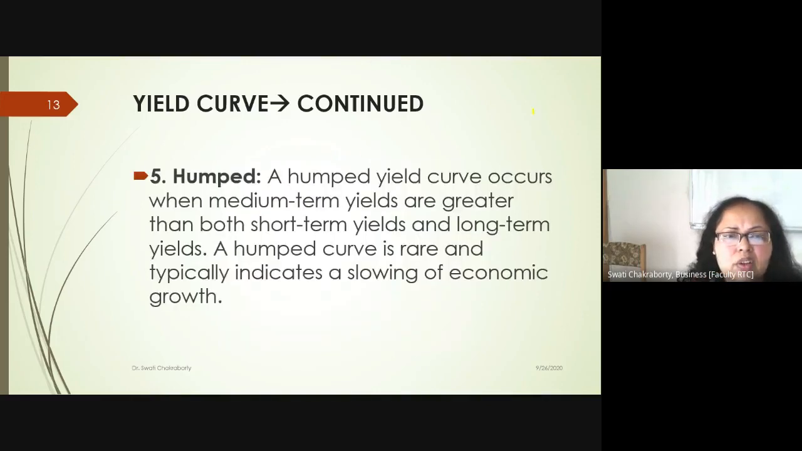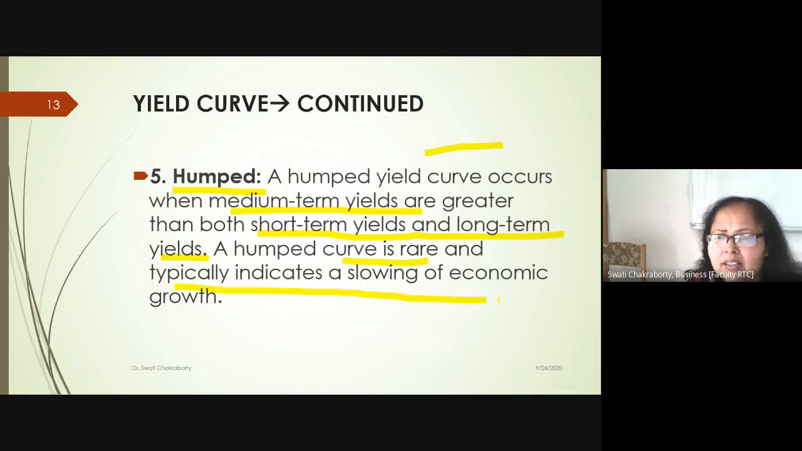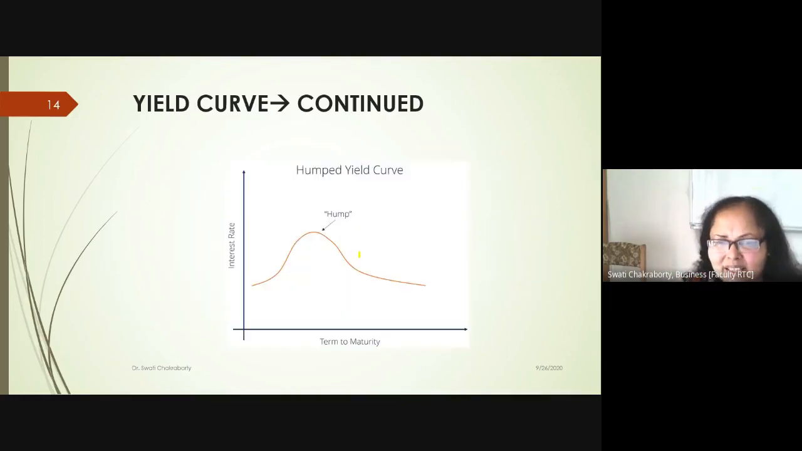The fifth one is what we call a humped yield curve. A humped yield curve happens when the medium-term yields are much higher than both the short-term and long-term yields. It's a very rare case, because medium-term yields being higher than short-term is understandable, but higher than long-term is rare, right? It usually happens when there is a slowing of economic growth, when the rate of growth starts slowing down. That's when it happens. See, this is how it goes. This is a hump, right?